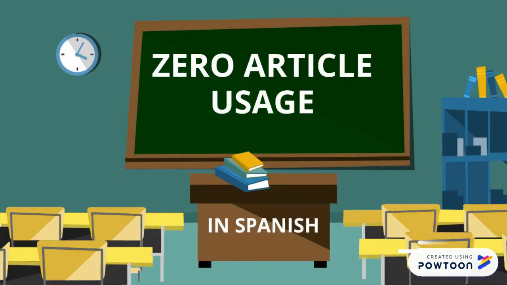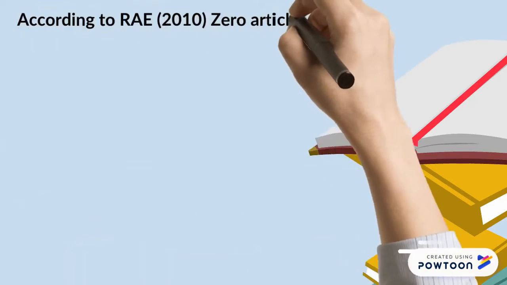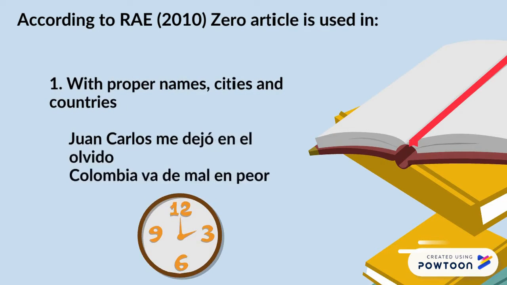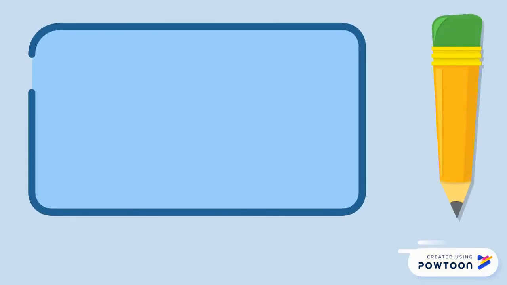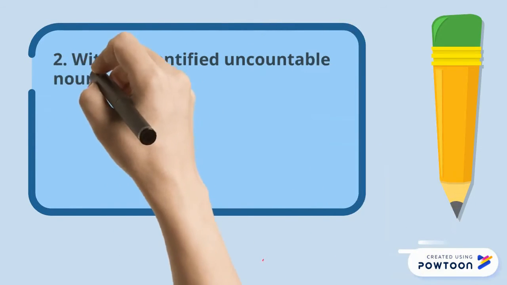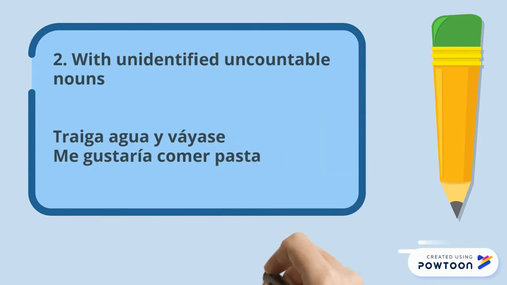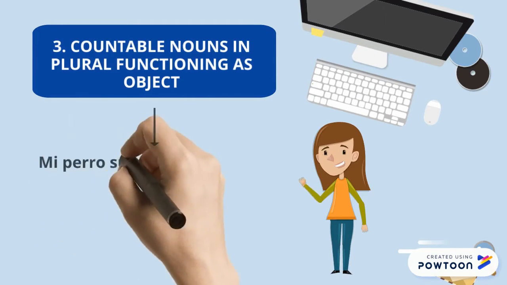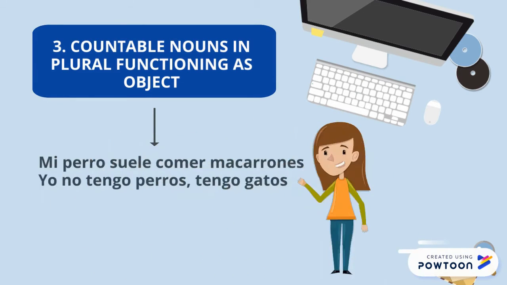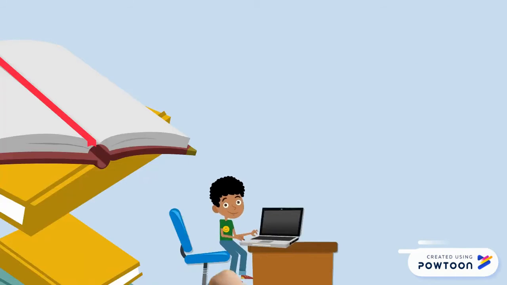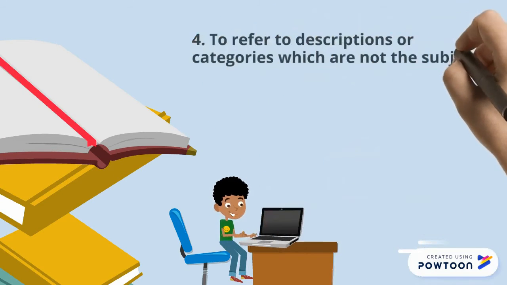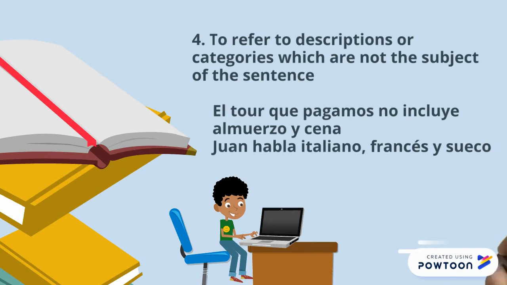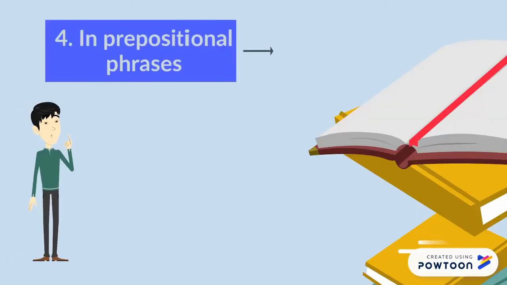Zero article usage in Spanish. With indefinite uncountable nouns. For example, traiga agua y váyase. Me gustaría comer pasta. In prepositional phrases, it expresses means or modes.